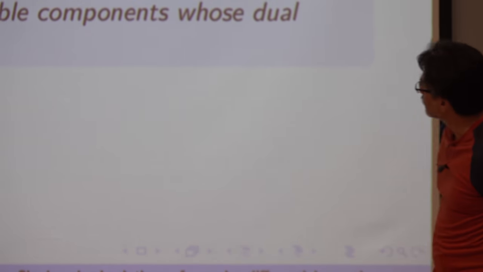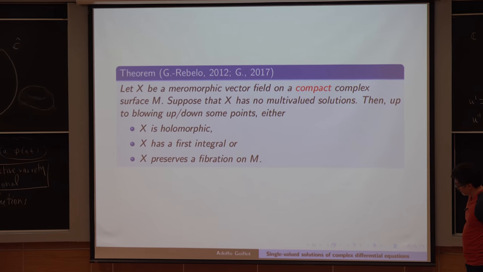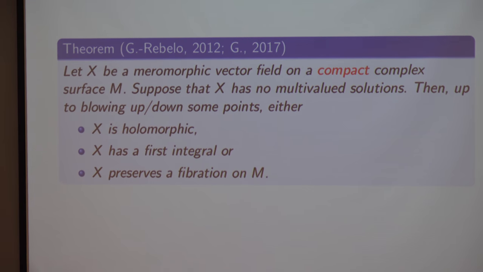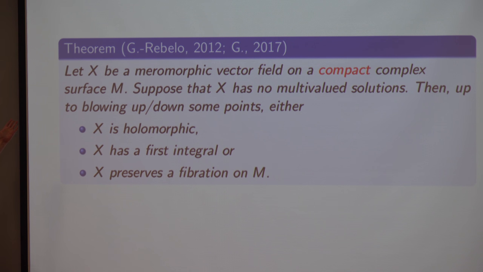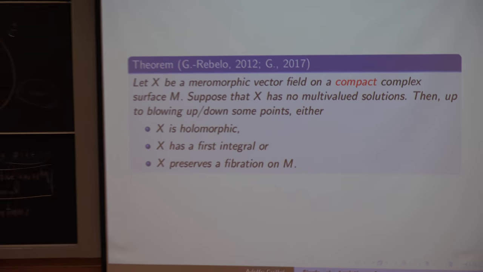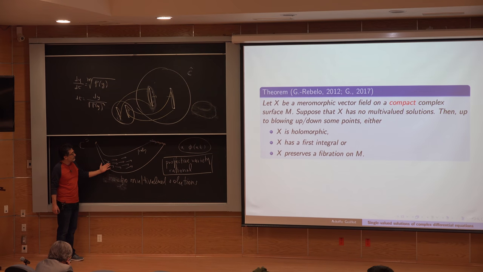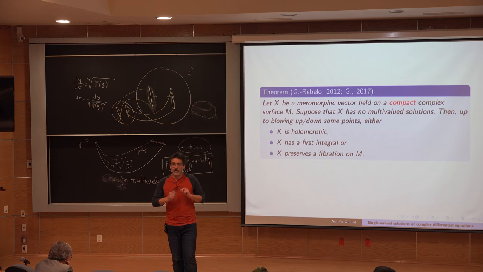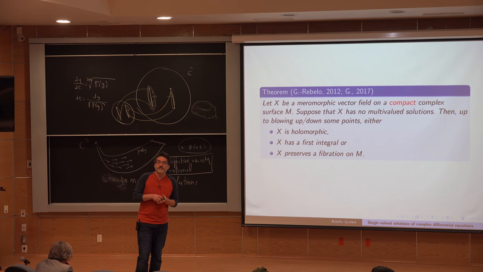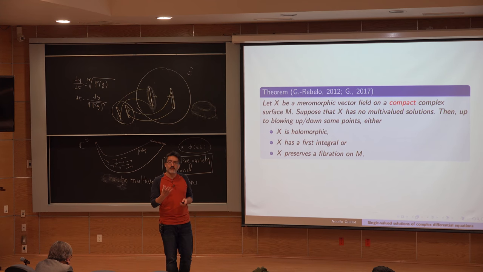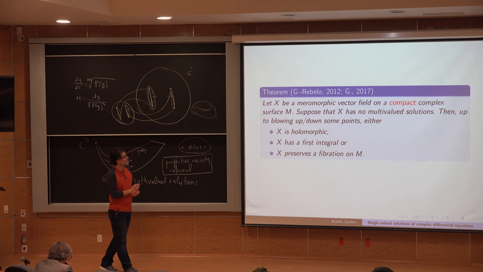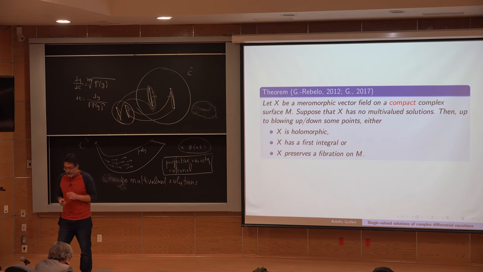And that's where this theorem takes place. It's a theorem in collaboration with Julio Rebelo from Toulouse. And it says the following. Suppose you have some meromorphic vector field on a compact complex surface, like the surface you obtain when you compactify an affine variety with a polynomial vector field, and then desingularize it. Then we give a birational result that will not tell you what your manifold is, but what your manifold is up to some blowing up and blowing down of some points, as we heard yesterday from Professor Mori's talk. So up to blowing up or down some points, you have the following.